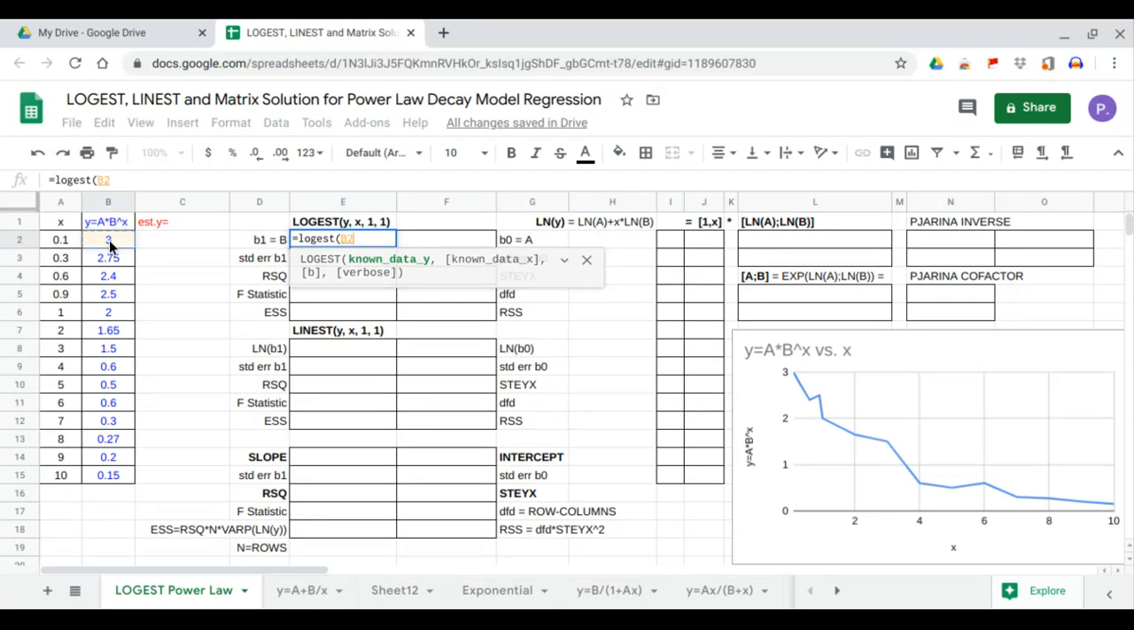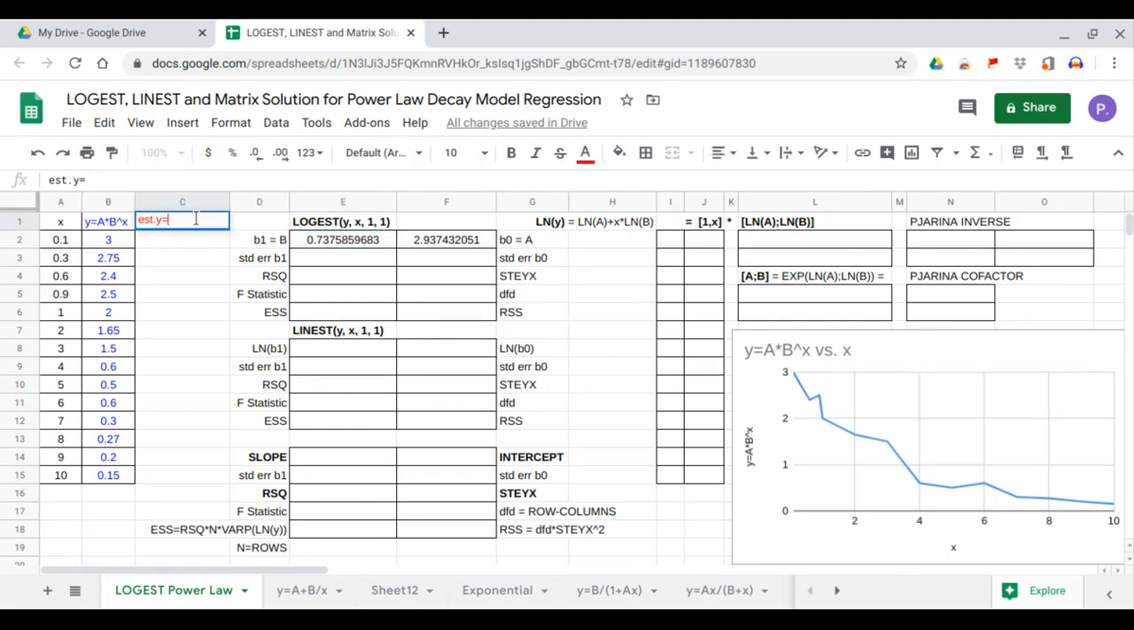We have the dataset for y and x. So our coefficients a and b are 2.937 and 0.7 respectively. So we will write the equation that is 2.94, we'll just round it up, times b, which is 0.74 to the power x. So this is equal to 2.94 times 0.74 to the power x.